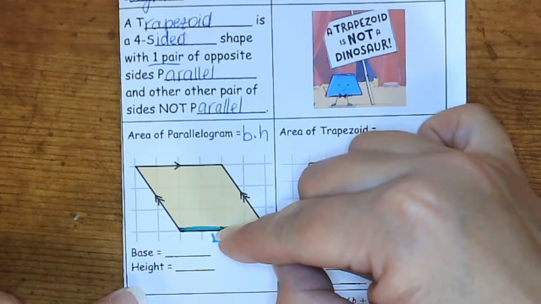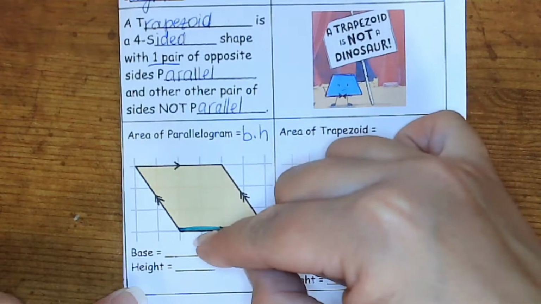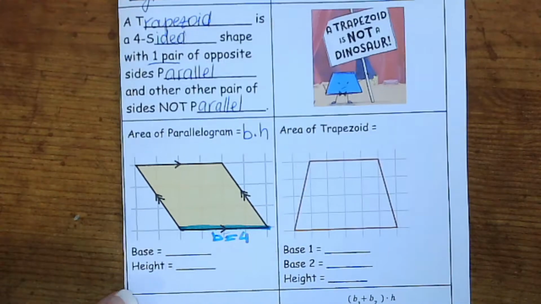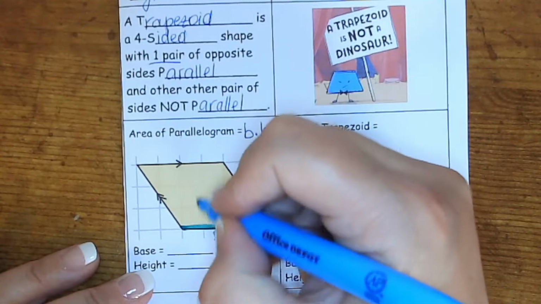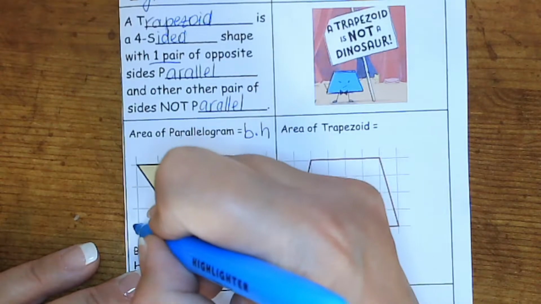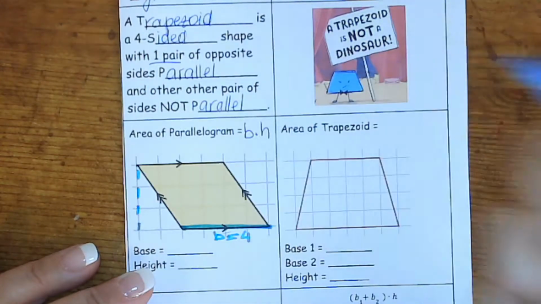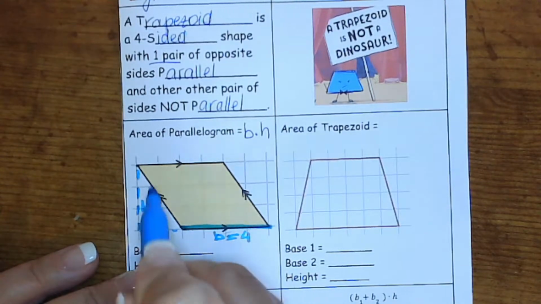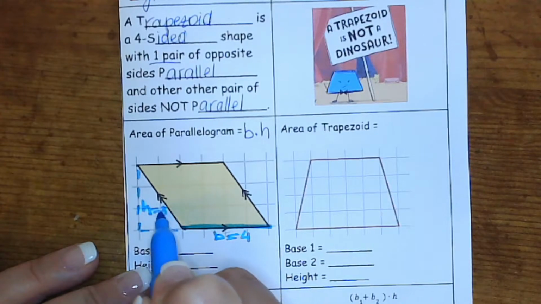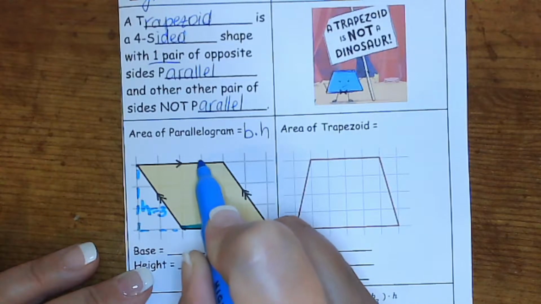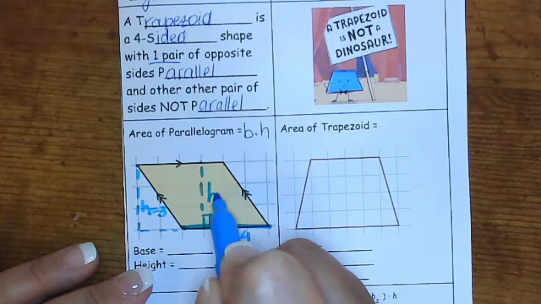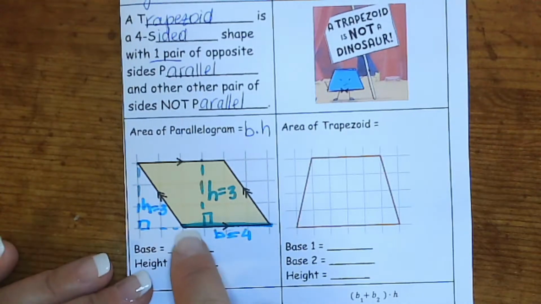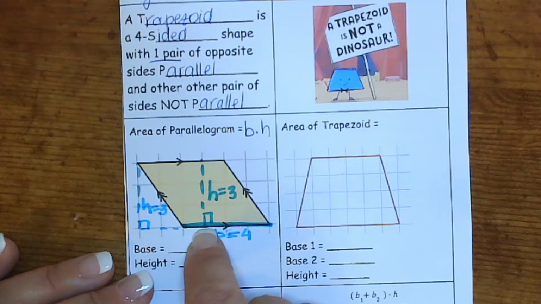And if I go from this base up to the top, it is 3 units high, and I can use that height maybe here inside the parallelogram or even here on the outside of the parallelogram, just showing that from the bottom of the parallelogram to the top is 3 units. Or I can use it in here. The height has to be perpendicular to the chosen base. It means a 90 degree angle with the base.